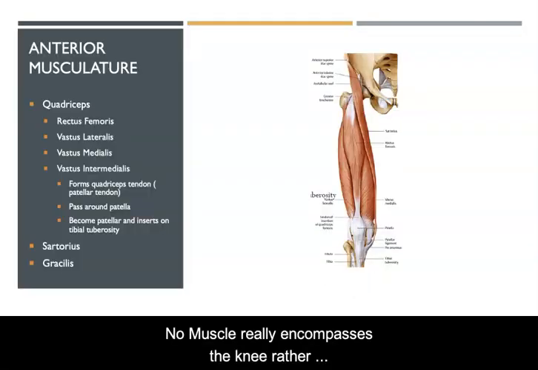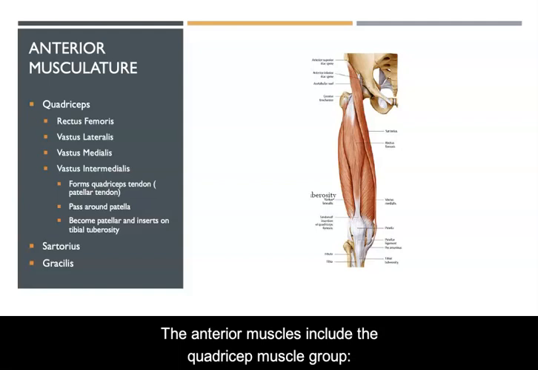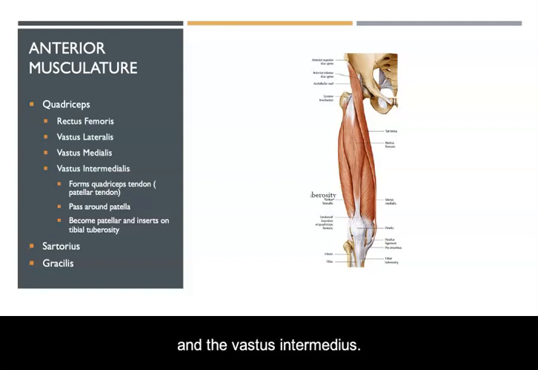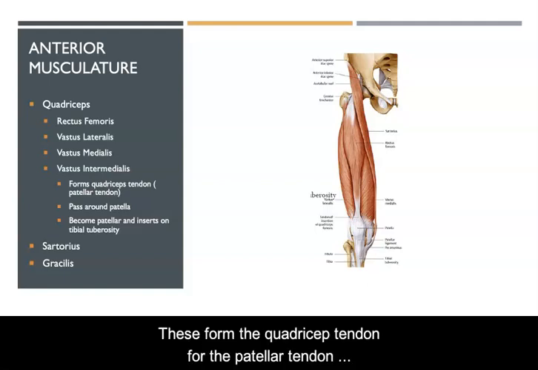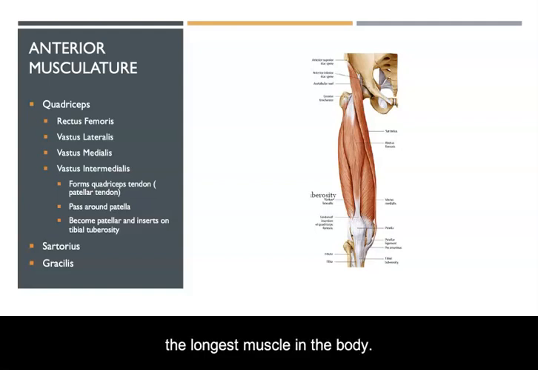No muscle really encompasses the knee. Rather, many muscles affect the knee by crossing the joint. The anterior muscles include the quadriceps muscle group: the rectus femoris, the vastus lateralis, the vastus medialis, and the vastus intermedius. These form the quadriceps tendon, pass around the patella, become the patellar tendon or the patellar ligament, and insert on the tibial tuberosity. The anterior muscles also include the sartorius, which is the longest muscle in the body, and the gracilis.